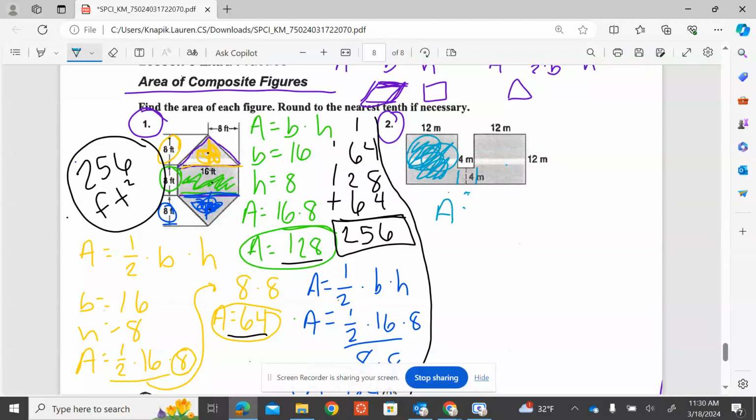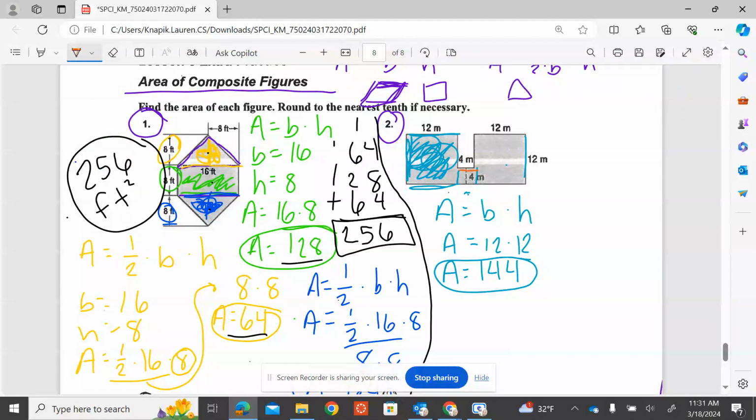It's a square, so my area is base times height. My base here is the same as my base up top, 12, times my height. Notice it doesn't tell you the height on this side, but it tells you the height over here. So 12 times 12. Our area of that square is 144.